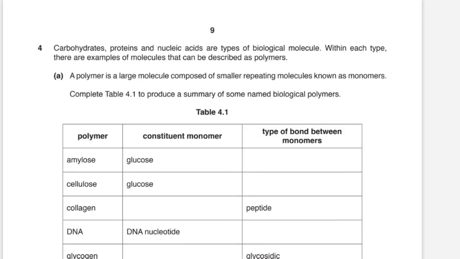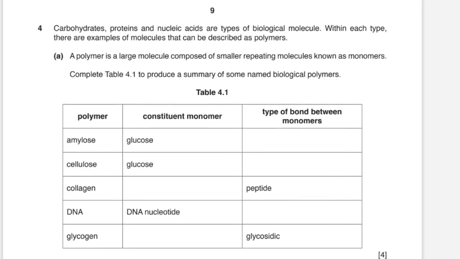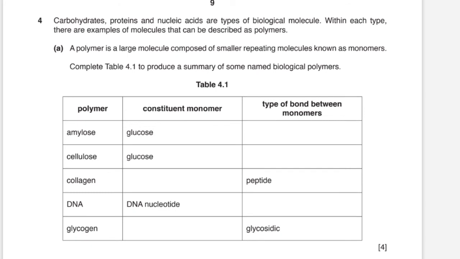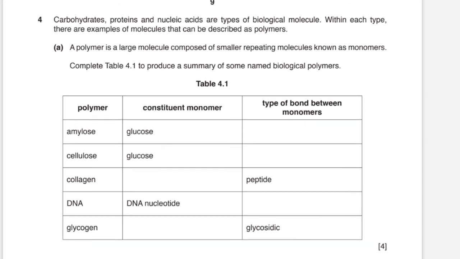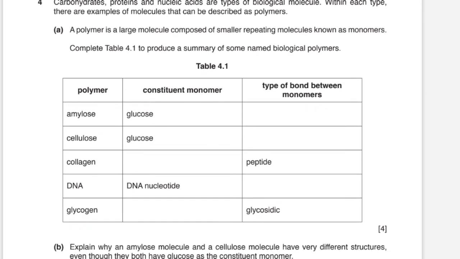Carbohydrates, proteins, and nucleic acids are types of biological molecules. Within each type, there are examples of molecules that can be described as polymers. A polymer is a large molecule composed of smaller repeating molecules known as monomers. Complete table 4.1 to produce a summary of some named biological polymers.